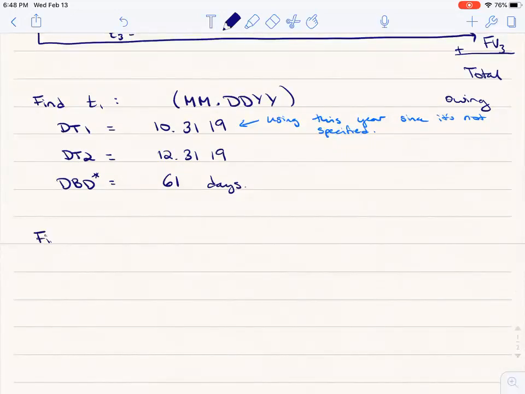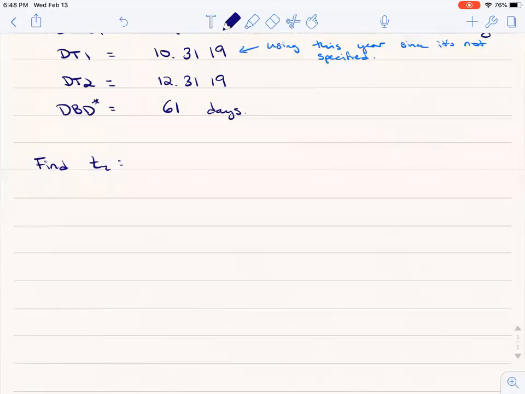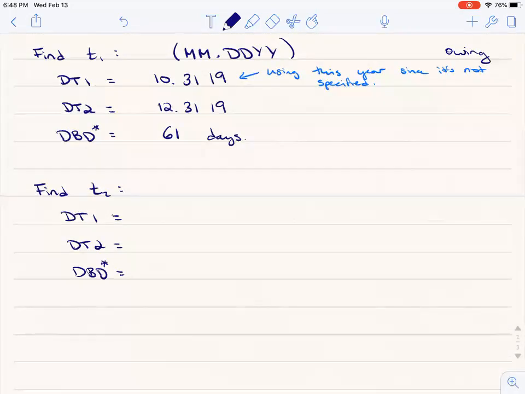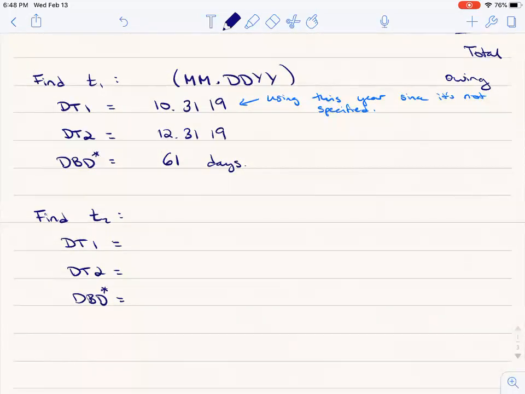How about if we have to find T2? Remember, date 1, date 2, days between dates. It's the one we're calculating. Date 2 stays the same, so it's just going to be 12.3119. Right, nothing changes there. You can actually just scroll past it. As long as you're changing date 1, you can go back to days between dates and recompute.